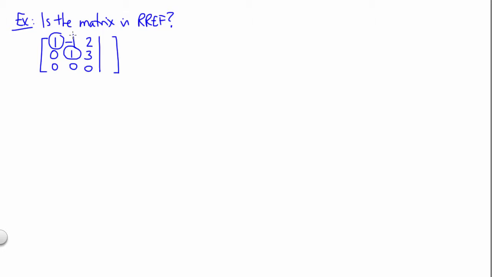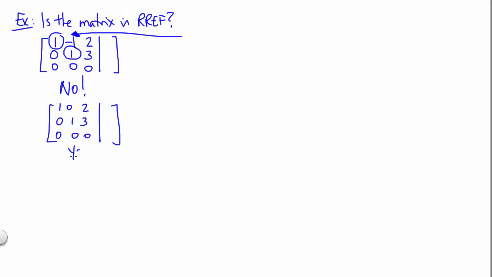So what we're seeing is a problem with this entry here. This -1 here would have to be a 0 in order for this matrix to be in RREF, and that is the only problem with this matrix. So the answer is no. And just as a follow-up comment, if that had been a 0, if we had 1, 0, 2 and then 0, 1, 3, 0, 0, 0, then the answer would be yes. This matrix here would be in reduced row echelon form.